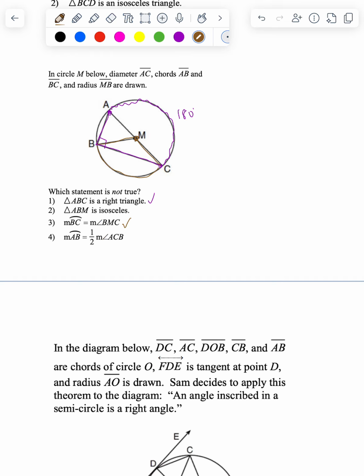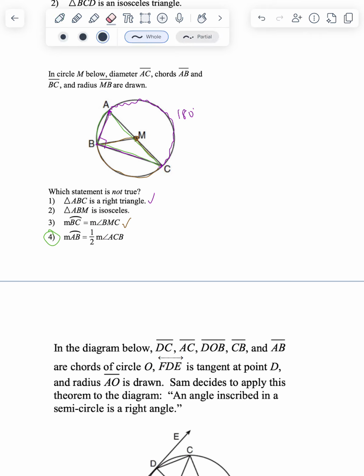So that is true. And then arc AB, that's this arc over here, is equal to half the measurement of angle ACB. That's an inscribed angle. Inscribed angles are half the intercepted arc, not the other way around. So this would actually be the wrong answer over here. So be careful with that, because inscribed angles are half of the arc. The arc isn't half of the angle.